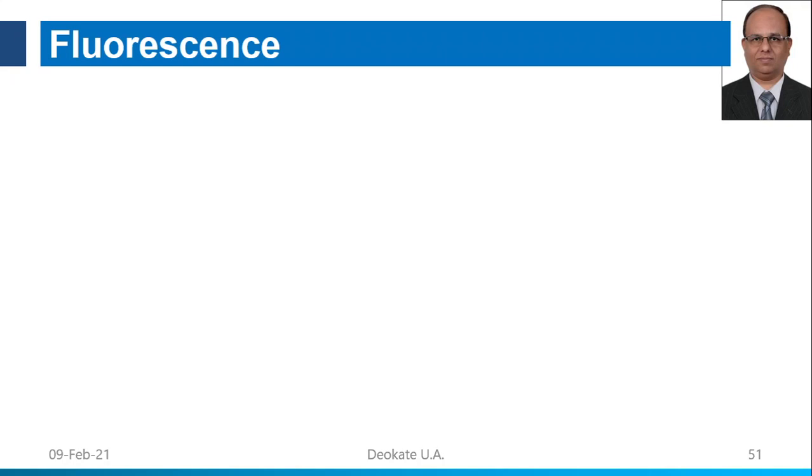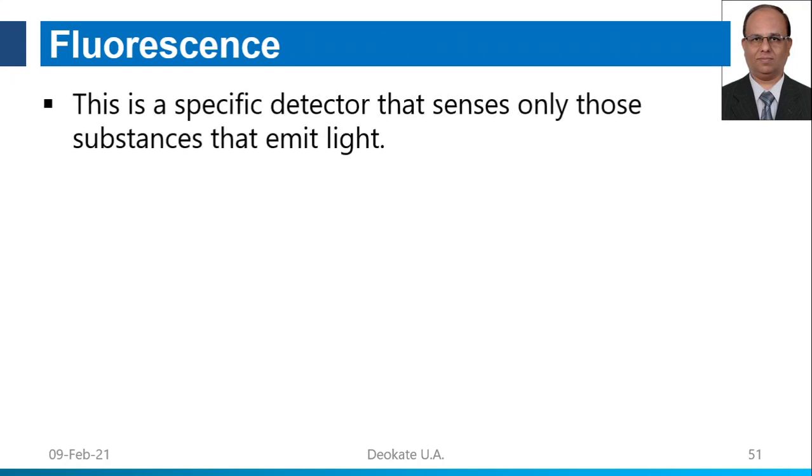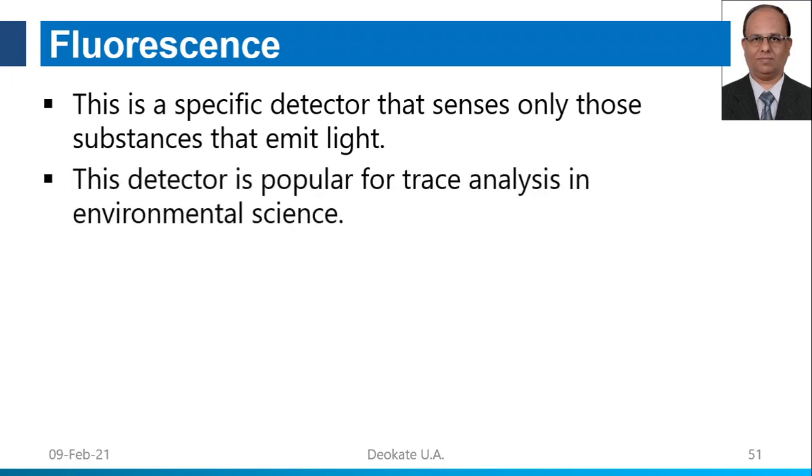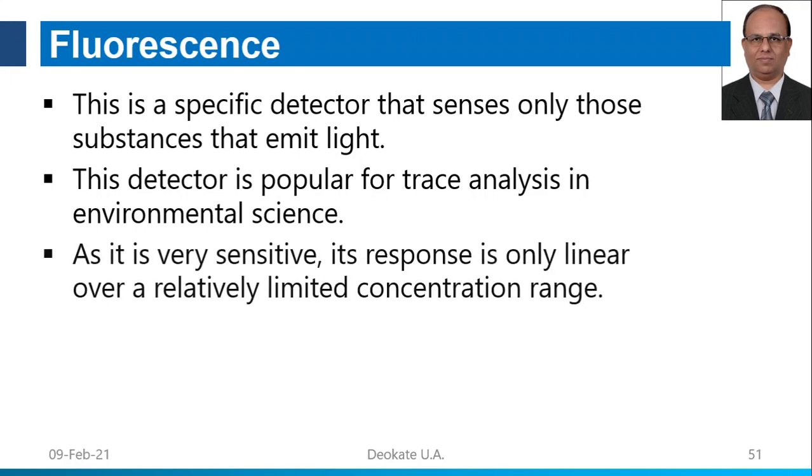So instead of using a UV visible spectrophotometer, we can use a spectrofluorometer as the detector. This is a specific detector that senses only those substances that emit light. So only the substances which are able to produce fluorescence can be detected by this type of detector. This detector is popular for trace analysis in environmental sciences, where you require a very small quantity to be detected. Fluorescence detectors are used. These are specific ones. It is very sensitive.